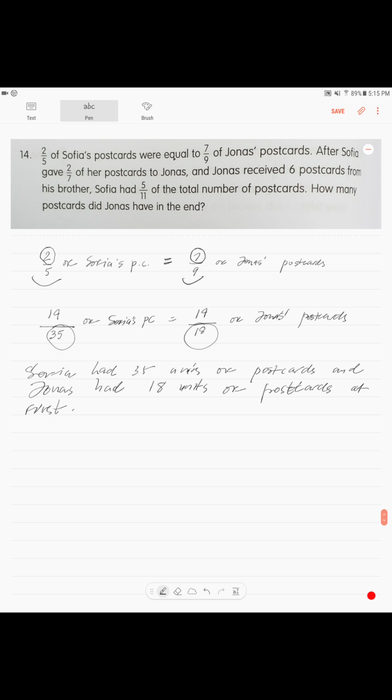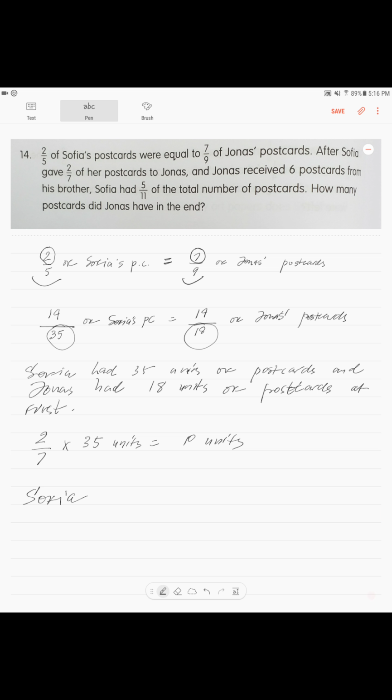They tell us Sophia gave 2/7 of her postcards to Jonah, right? Sophia had 35 units, right? I should even show it like this. Sophia had 35 units. Okay. So what is 2/7 of 35 units? 2/7 of 35 units is 10 units. This is what she gave to Jonah, right? So what happened? Let's see the transfer, right?